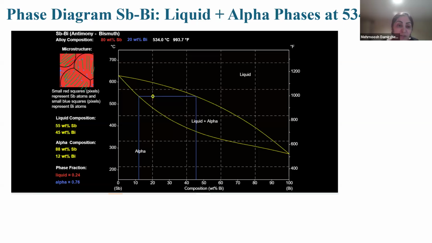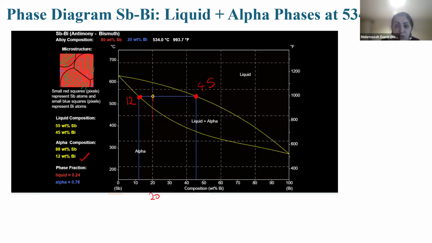How can we find the weight fractions of each of them? Easy. It is the tie line intersecting this point. This point is 12. Here you see 12 weight percent Bi in alpha phase, and this point is 45, and this point is 20.